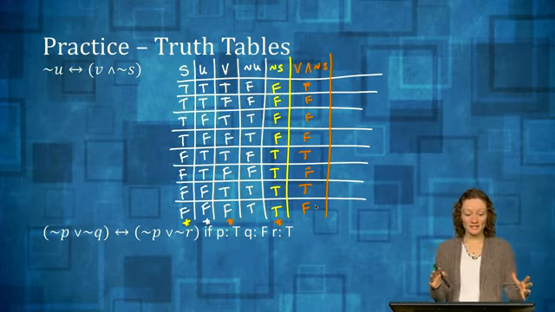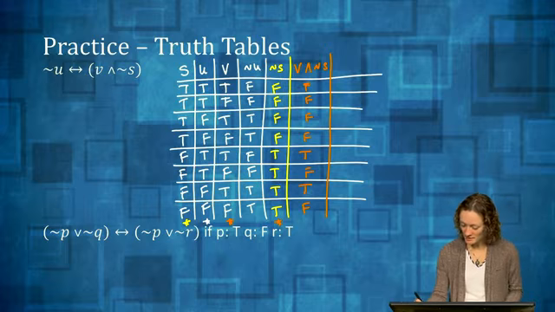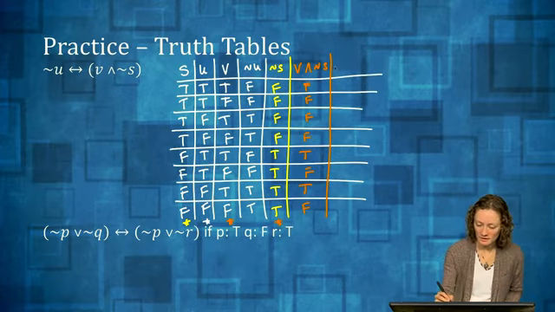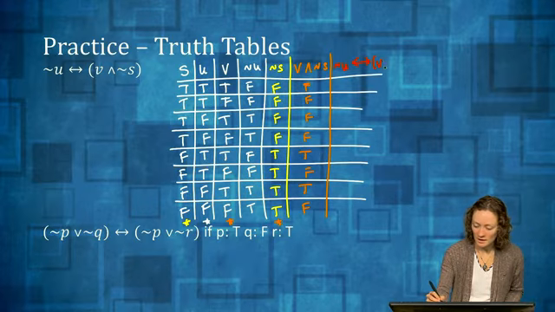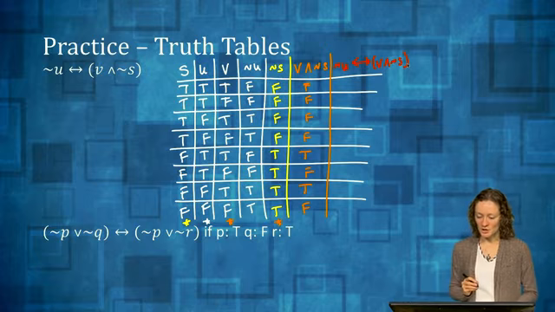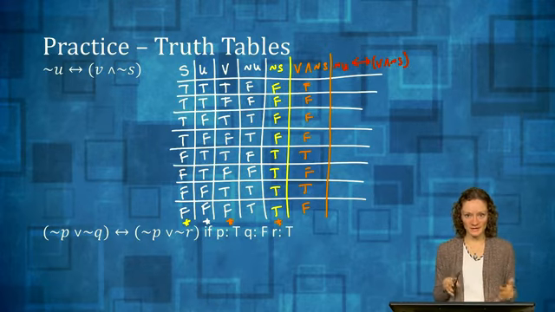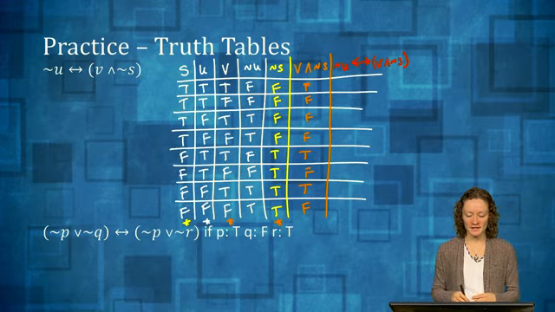Now finally, we can do the whole thing. We can pull them together with this biconditional. Negation U, if and only if V and negation S. You might be wondering or thinking that you don't exactly know how to choose the order of things yet. And like I said, sometimes it doesn't really matter. Eventually they'll get to a point where it does.